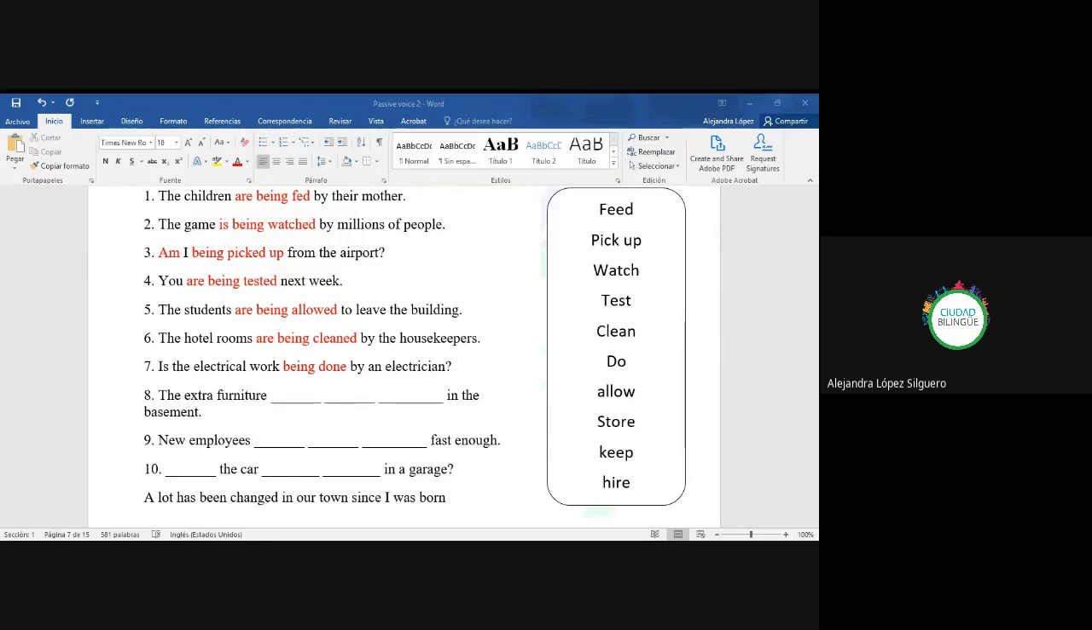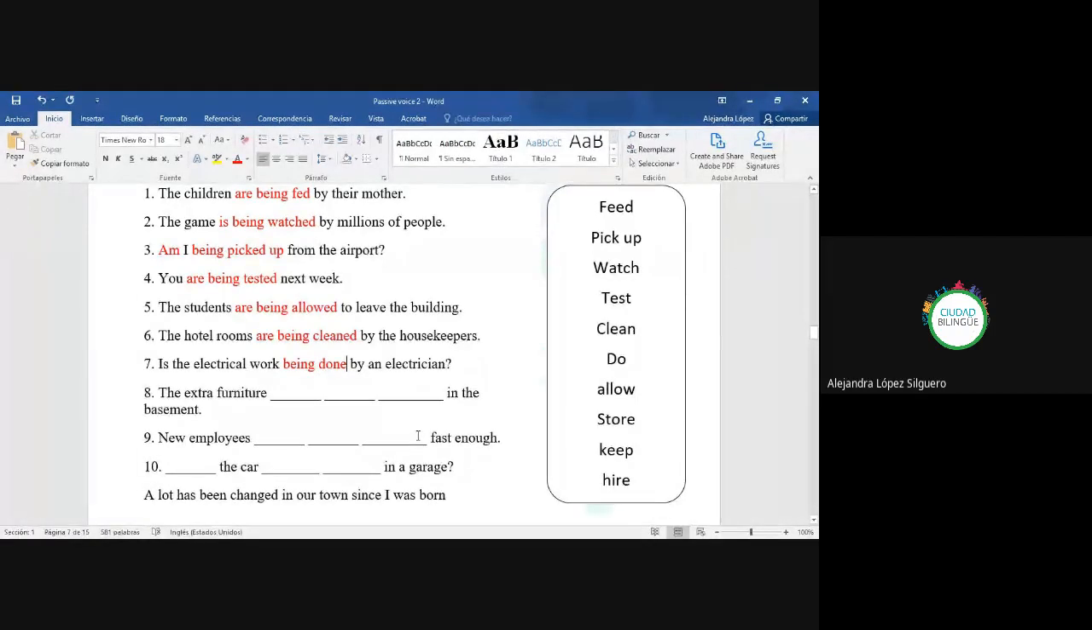Okay, what's the answer for this one? The extra furniture is being stored. Very good. It's being stored in the basement.